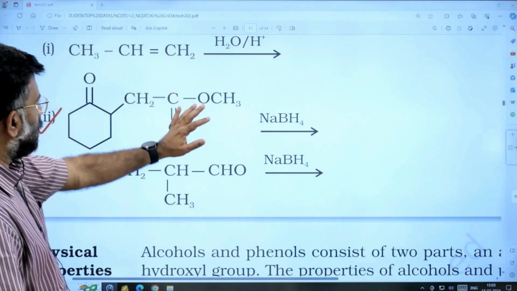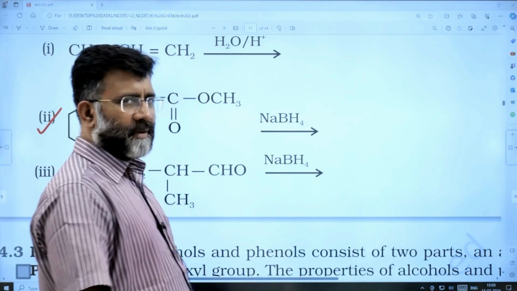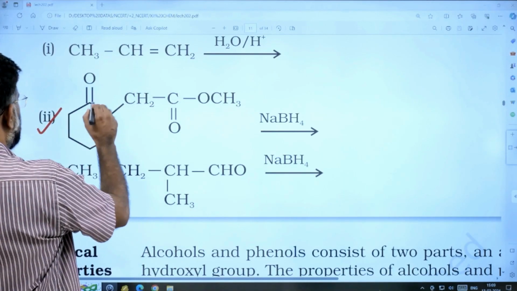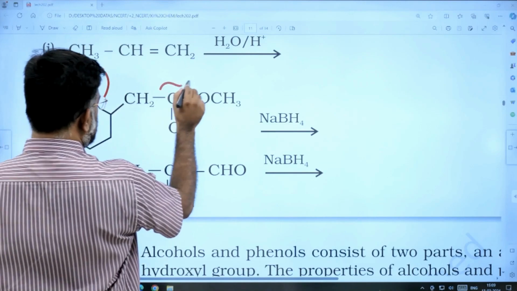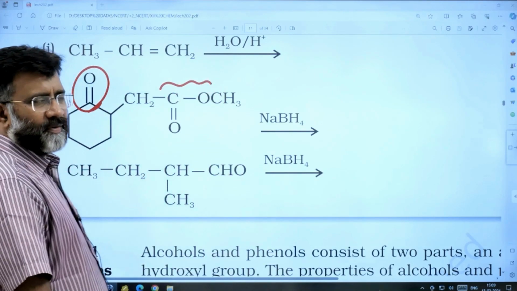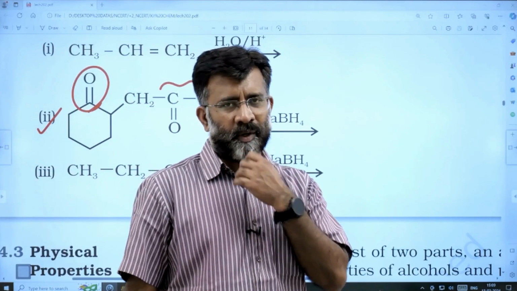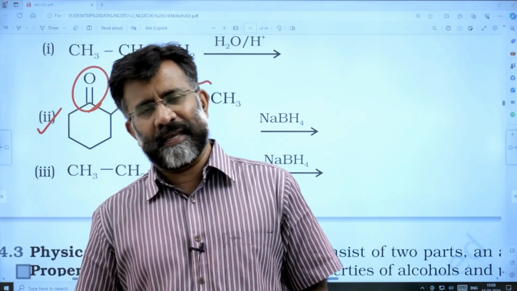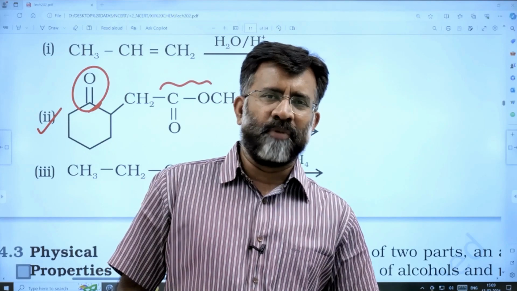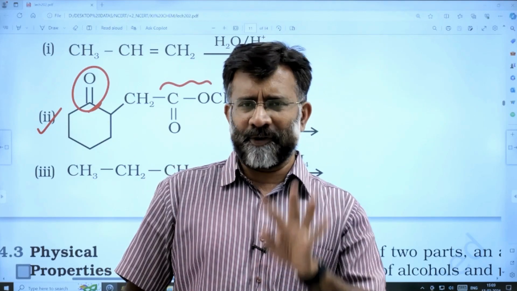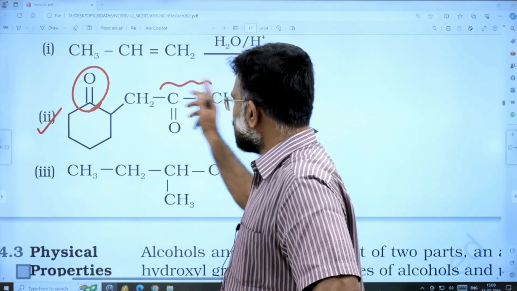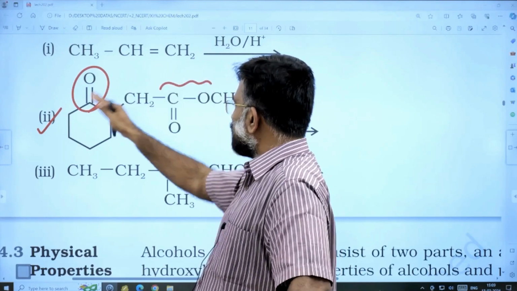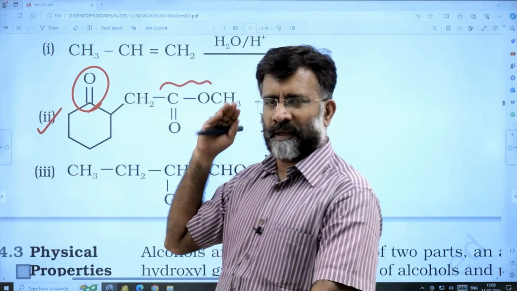A compound is given, treated with NaBH4. What is going to happen? There is a keto group and there is an ester group. Which will be reduced by sodium borohydride? Is it the keto group, or the ester group, or both, or none? Four choices: it reduces this group alone, or that group alone, or both groups, or neither.